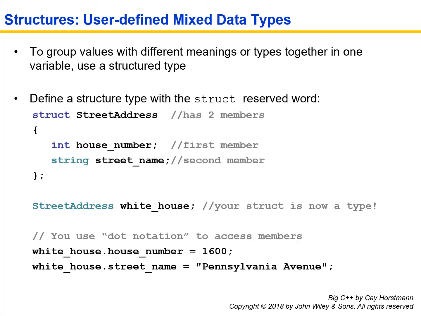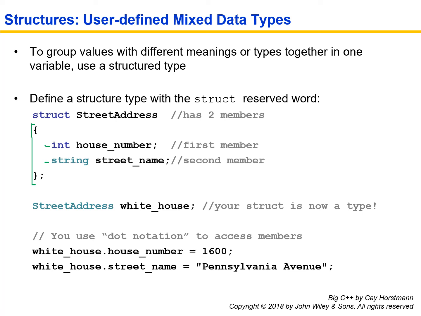Okay, we define a structure type with the struct reserved word, as in struct street address. Okay. And then within that struct, we have individual lines. Each individual line creates a new, what we call a field or a member of our struct. So this struct has field house number that's an integer and field street name that's a string.